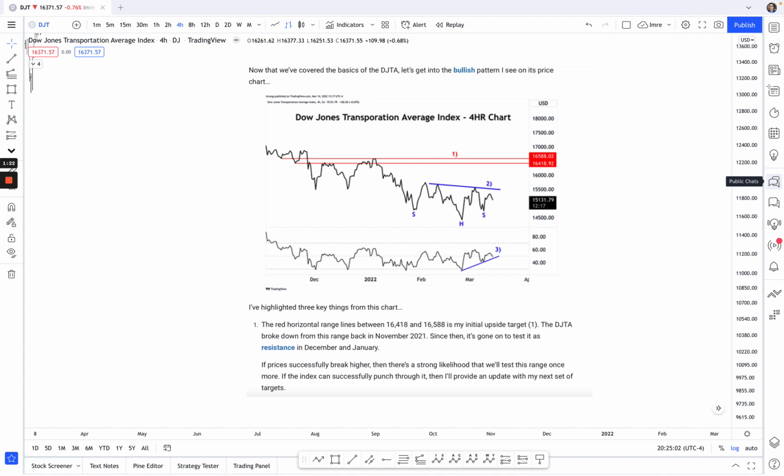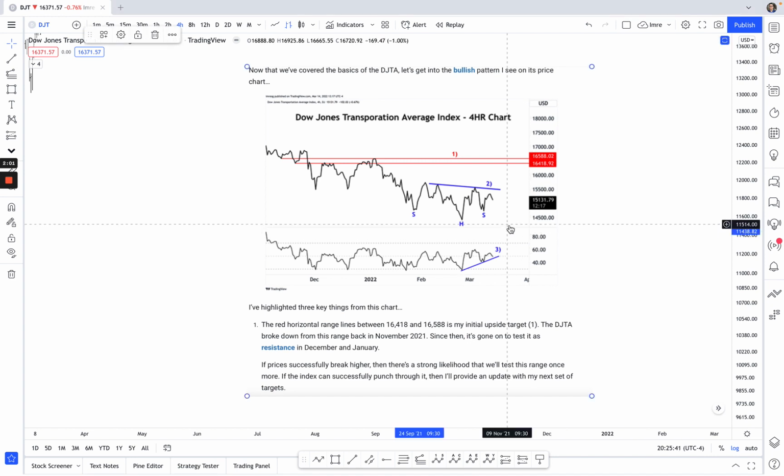Here, I've got a little screenshot of the newsletter that I wrote, and you can see here, at the bottom, I've highlighted three key things from this chart. Number one, the red horizontal range lies between 16,418 and 16,588, and that is my initial upside target. So that would be that range right up there. The second and third things I've highlighted on the chart I've already mentioned. So 2 is the inverse head and shoulders pattern here, where we have the left shoulder, we have the head, and then the right shoulder. And then the third key thing I mentioned is the bullish divergence in the relative strength indicator. So that's the snippet from the newsletter.